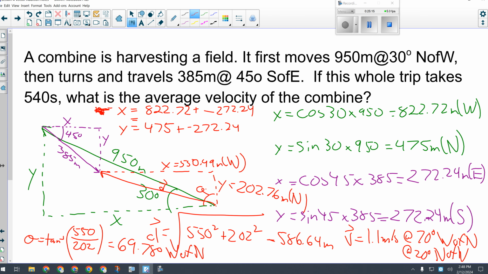Okay, take a deep breath, because that's a big question. A question like that takes a long time to do, until we get good at it, until we know the steps off by heart. We're faster at typing in all that trigonometry into our calculator. It takes a while to do a vector addition question when you're first starting out.